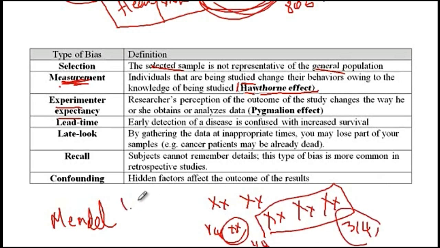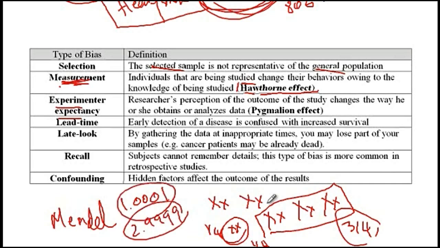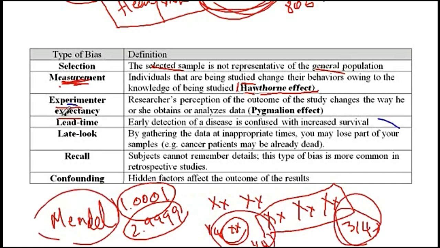And the results he obtained were crazy close to the actual theoretical value, like 1.0001 versus 2.9999. So these are the values that he reported in his publications. And future experimenters actually repeated the same experiment with the same plants and the same number, but the results were never as accurate. So there is actually a rumor that Mendel might have changed the results by the fact that he knew that these results are what he was expecting. So this is also known as the experimenter bias or Pygmalion effect.